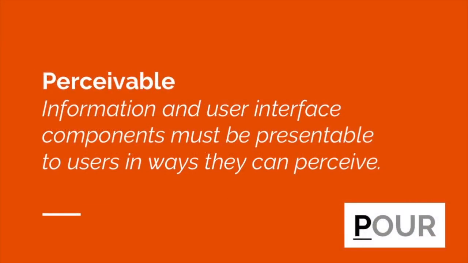The P in POUR stands for a category of guidelines that allows for users to perceive content on our website. This means that we need to provide ways for stakeholders to get at the content, either by reading, viewing, or by using some assistive technology such as a screen reader. Let's look at some specific techniques.